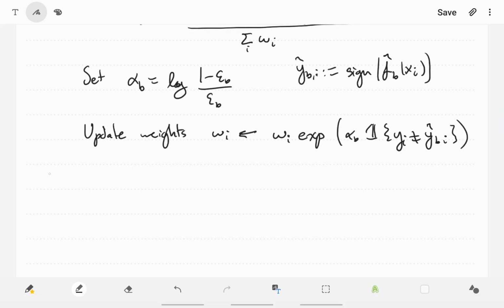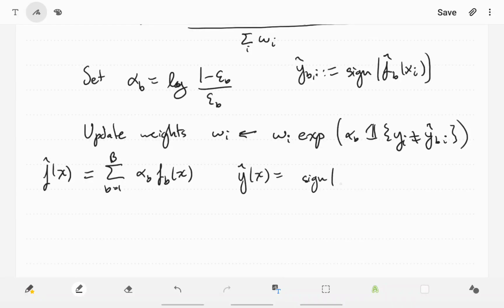So now, finally, we can create an f hat of x, a predict method, which is just equal to the sum over b equaling 1 to capital B of alpha_b times f hat b of x. And our final classifier is y hat of x equal to the sign of this f hat of x. This is the final predict method.